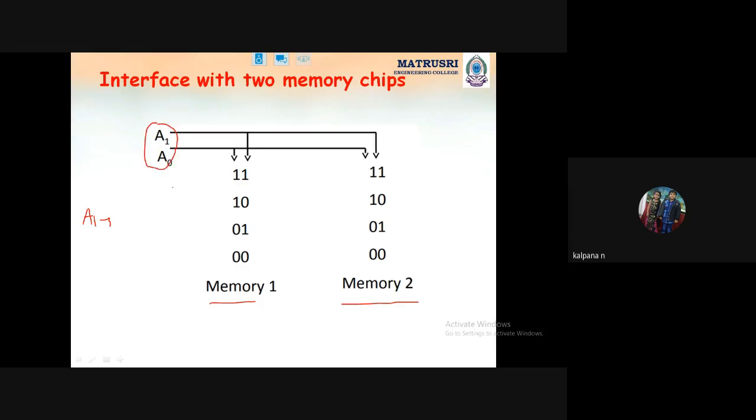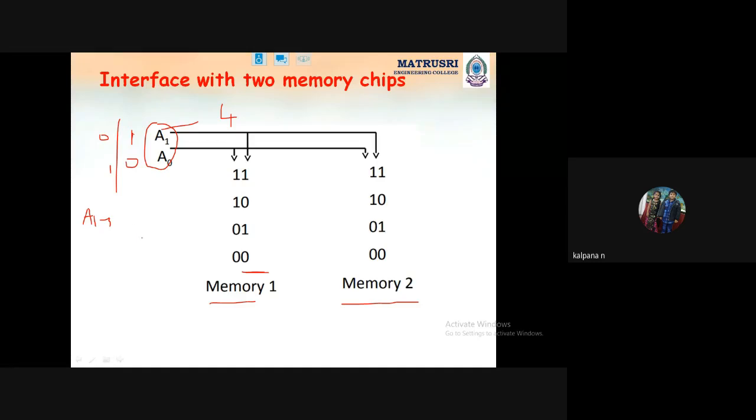So how are we selecting? A0 is 0, A1 is 1, means one memory will be selected. Now A1 is 0 and A0 is 1, then another memory will be selected. Like this, by using two address lines we can select four memory chips, means we can interface four memory chips to the processor. 0 0 means memory chip 1 will be selected, 0 1 means memory 2, 1 0 means memory chip 3, and 1 1 means memory chip 4 will be selected, based on the truth table.